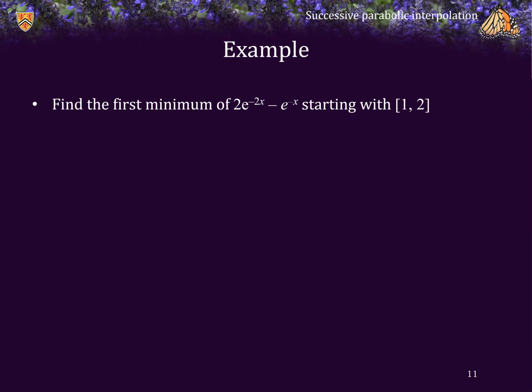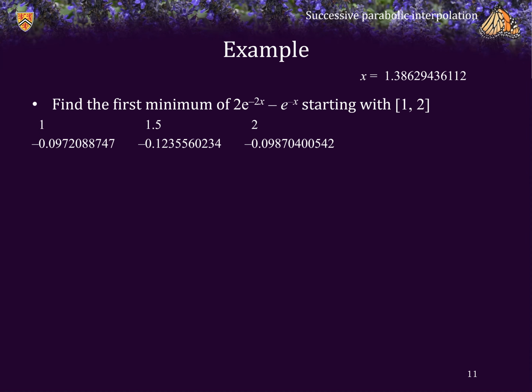All right, let's apply this method of successively finding interpolating parabolas in order to estimate a minimum for this particular function 2e to the negative 2x minus e to the negative x. And we're going to assume that the minimum is on the interval from 1 to 2. Now the actual minimum is at x is equal to 1.38629 and change. And at this point, the function finds a minimum value of negative 0.125 exactly.